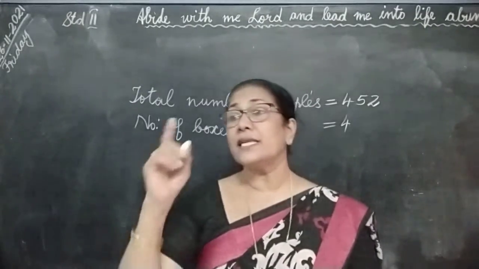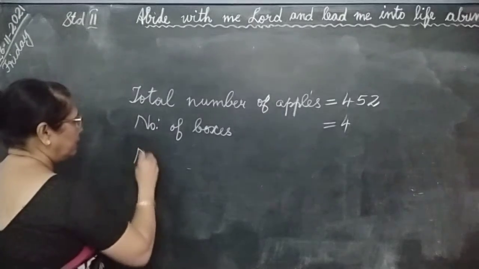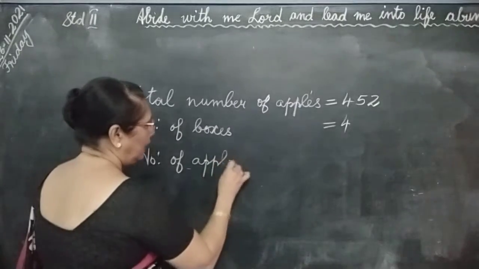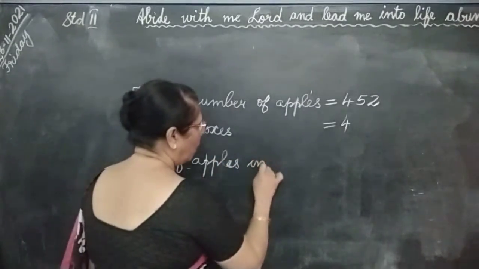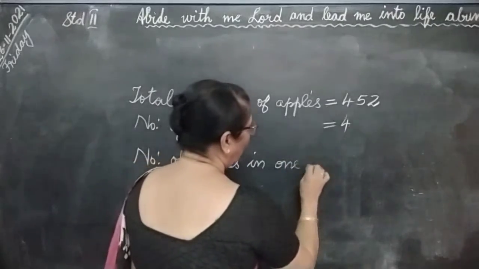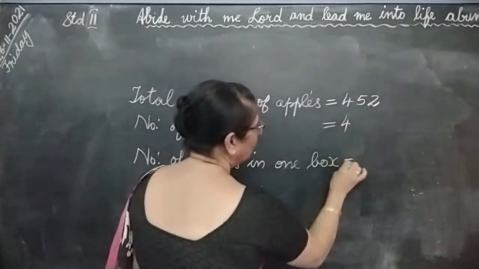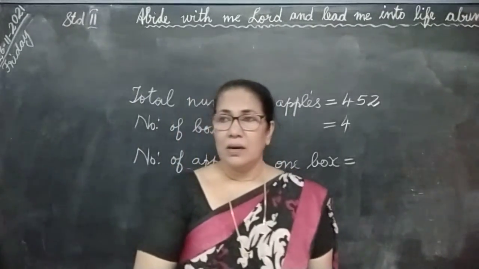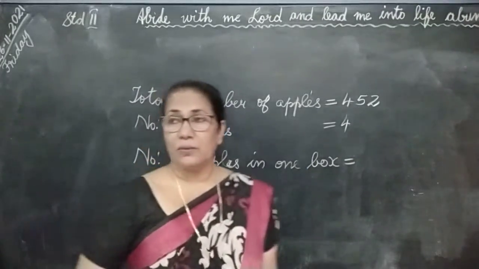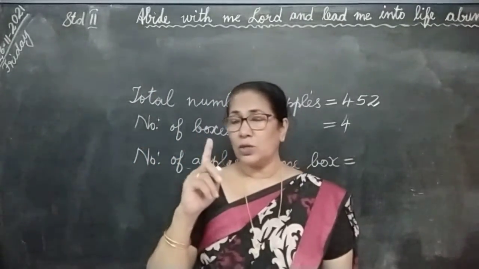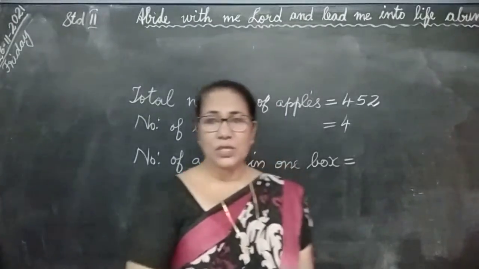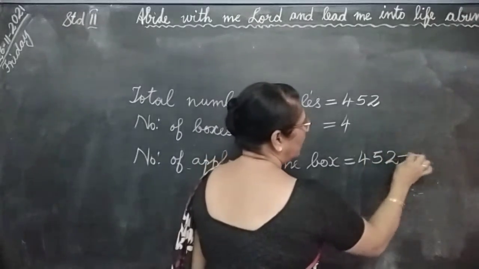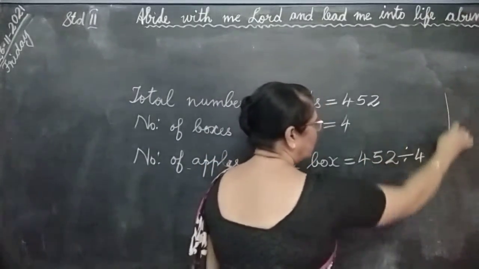Now, number of apples in one box. We have to find the number of apples in one box. So what should we do here? What should you do to find out apples in one box? Divide which number? 452 divided by 4. Now we are going to do that.